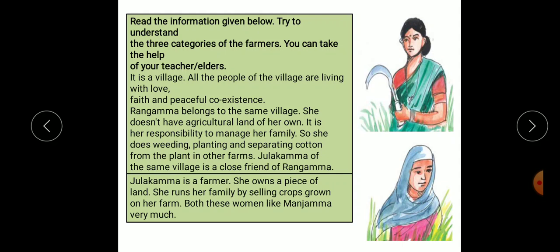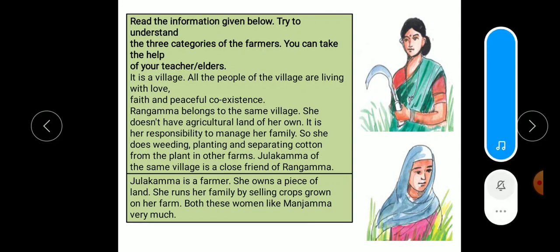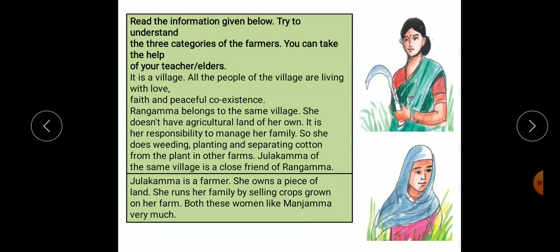So listen carefully, students. Rangamma belongs to the same village. She does not have agricultural land of her own. It is her responsibility to manage her family, so she does weeding, planting and separating cotton from the plants in other farms. Like Rangamma, Julkamma is from the same village and is a close friend of Rangamma. Julkamma is a farmer. She has her own piece of land, 1 or 2 acres. She runs her family by selling crops grown on her farm. Both these women like Manjamma very much.